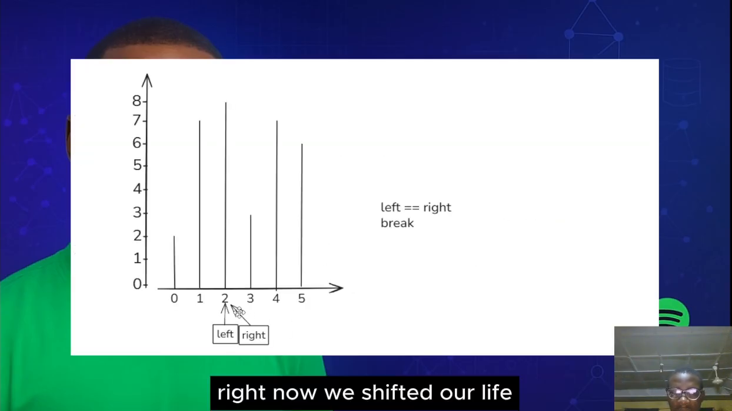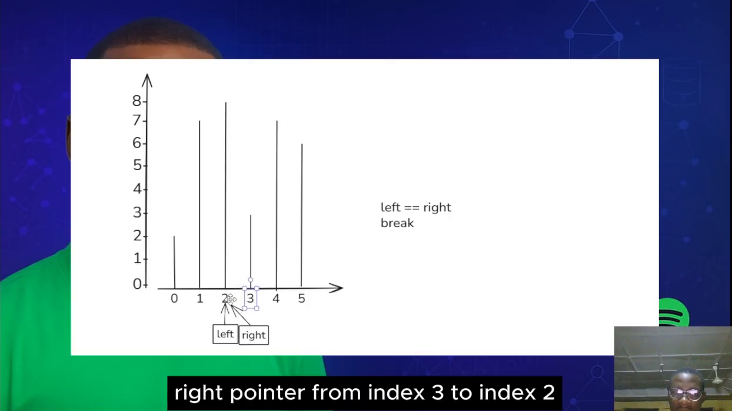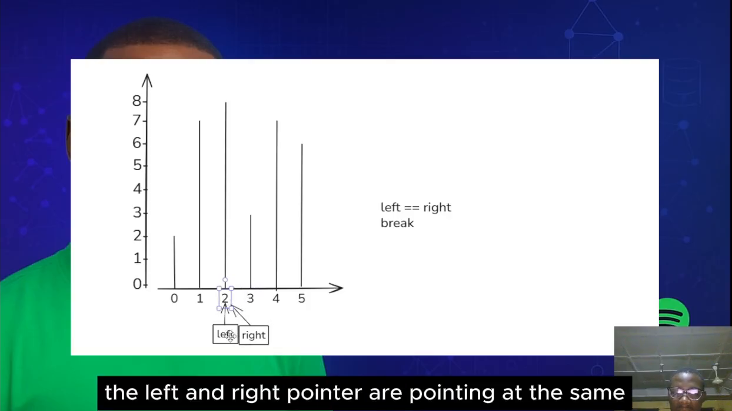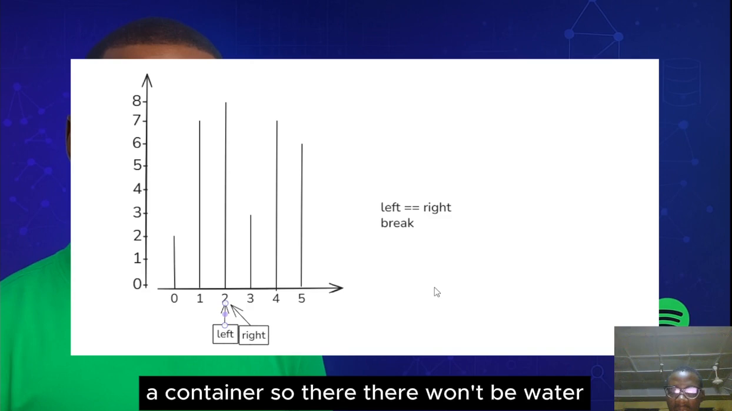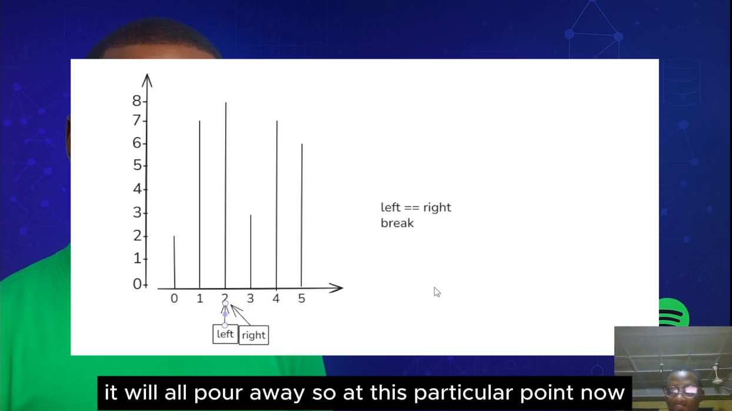Right now we shifted our right pointer from index 3 to index 2. Now the left and the right pointer are pointing at the same item, and a single wall cannot make a container, so there won't be water, it will all pour away.